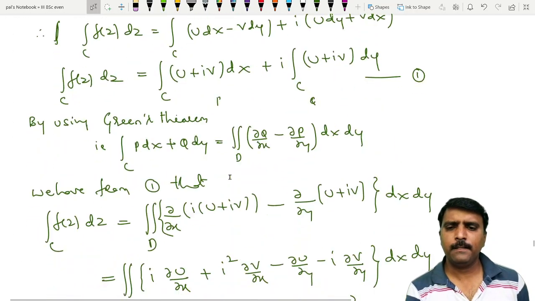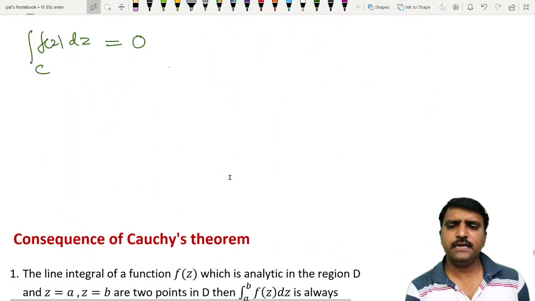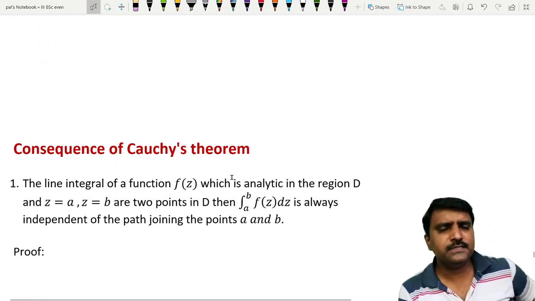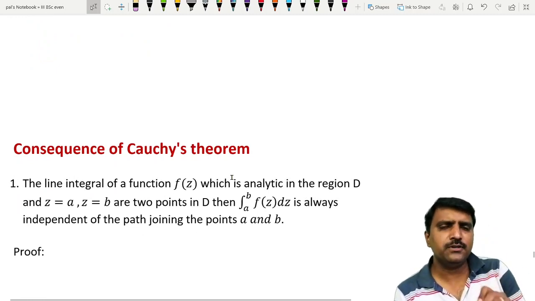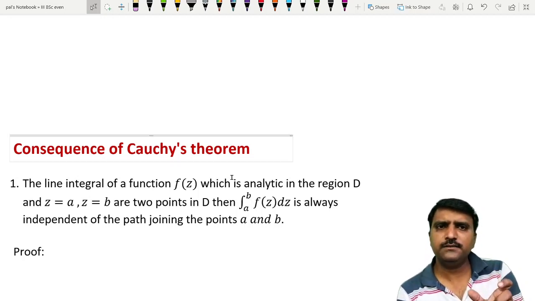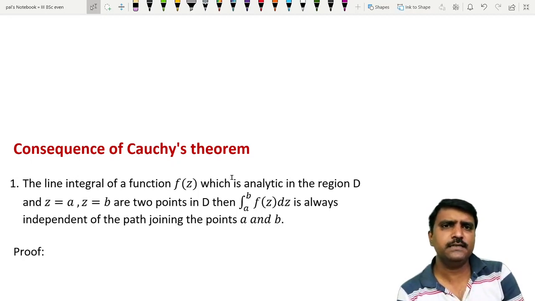Hope you understand this. Next, I wanted to discuss the consequences of Cauchy's integral theorem. Cauchy's theorem states that if you take a closed contour C, and the function f of z is analytic and f dash of z is continuous inside that contour C, then if you take the integration of f of z dz over C, it definitely gives 0.